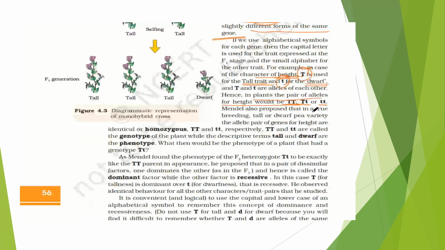Mendel also proposed that in a true breeding plant, tall or dwarf variety, the allelic pair of genes for height is identical, or homozygous, okay? Homozygous means it will be TT, that is, both alleles carry the same factor. So both are dominant and tall, or both are recessive for dwarf. They are carrying the same or identical code. So the allelic pair of genes for height is T and T.